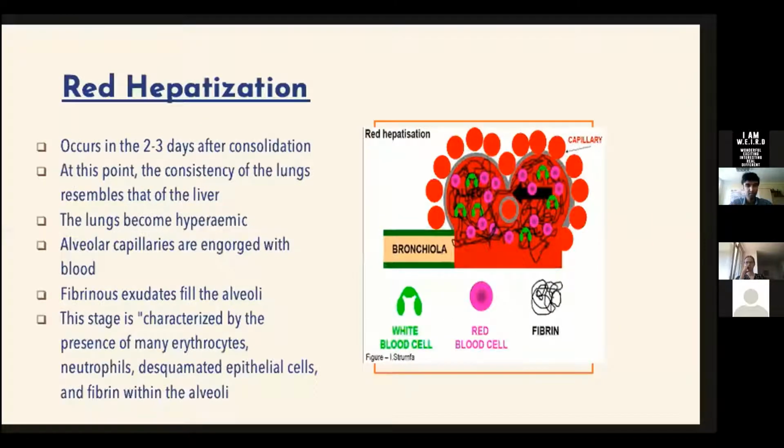In red hepatization, the red implies that the affected part of the lobe would start turning red, and the hepatization part would say that it would develop a consistency that would be similar to the liver, which is like a solid organ. This is due to the edema. This occurs 2 to 3 days after the consolidation phase. At this point, the lungs start becoming hyperemic, and this stage is characterized by the presence of erythrocytes, neutrophils, epithelial cells, and fibrin.